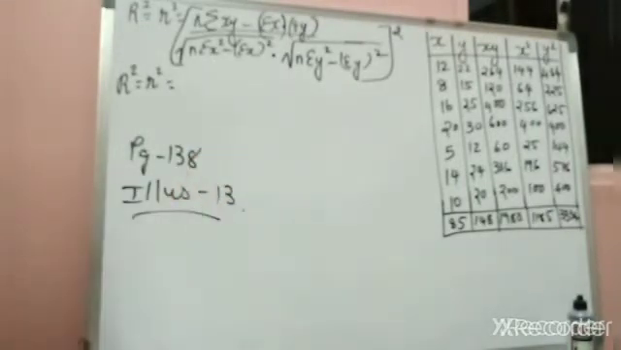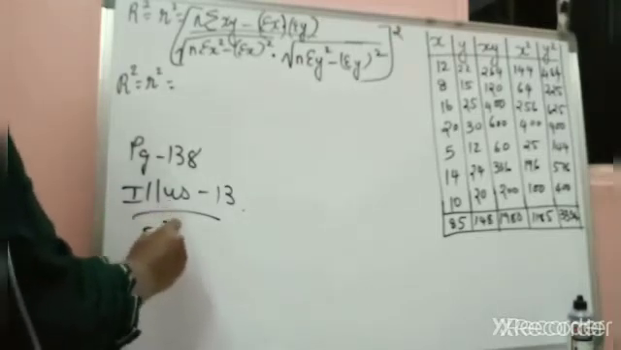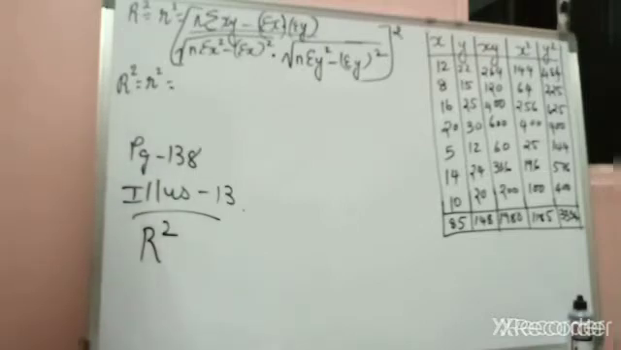Now what it is asking, that calculate the coefficient of determination and check the validity of the linearity assumption of regression between the years of experience and the monthly salary. So you have to first find out your capital R square. This is your coefficient of determination, and also you have to check the validity of the linearity assumption. Clear? So now let's start.